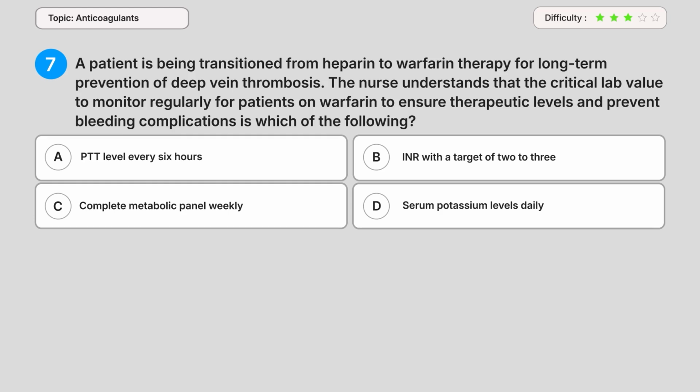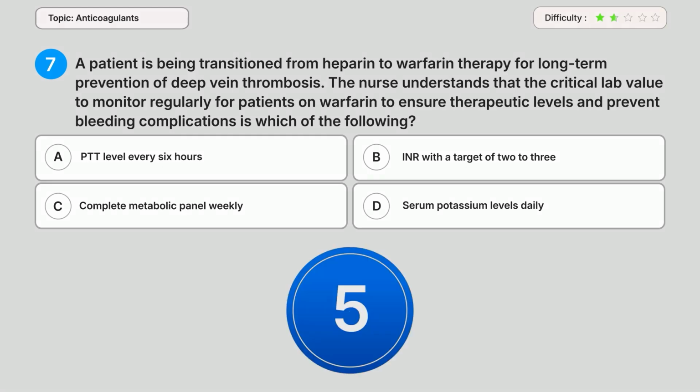A. PTT level every 6 hours. B. INR with a target of 2 to 3. C. Complete metabolic panel weekly. D. Serum potassium levels daily. What do you think is the answer?